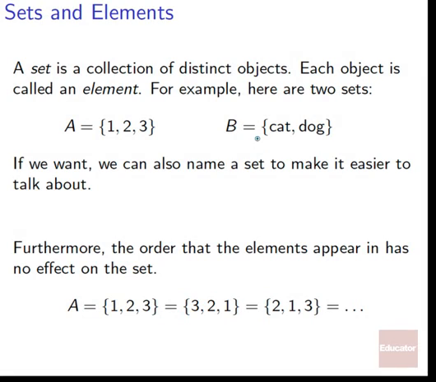Furthermore, the order that the elements come in has no effect on the set itself. So the order that the elements appear in doesn't matter. We don't care about the order here. A equals 1, 2, 3, but that's the exact same thing as saying 3, 2, 1, and that's the exact same thing as saying 2, 1, 3, or any other way you have of ordering those things. The important part is the fact that it has all of those elements. Their places in line don't matter. It's just the group that you're considering, not the specific permutation of the line. All right, so that's the basic idea of a set.